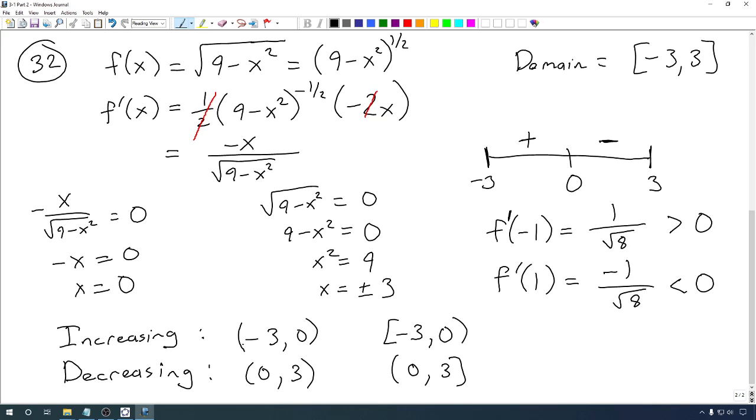In general, it's pretty safe to just stick with the open intervals. In fact, WebAssign will take either answer on this problem. So unless you're sure of whether or not we can include the endpoints, just go ahead and use the open intervals. The only reason I'm doing that here is because there's nothing on the other sides of negative 3 and 3 to worry about. So there's no reason not to include them.